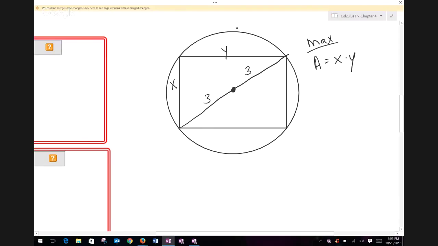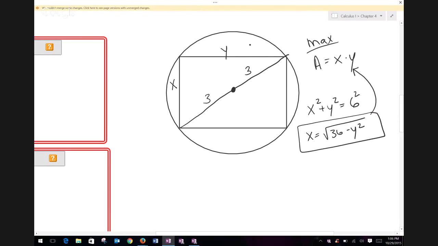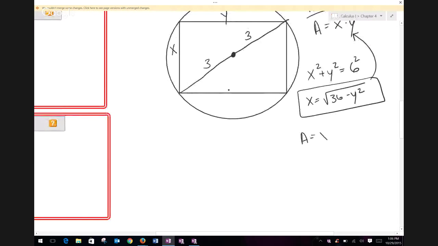All right, so I need to write x in terms of y, and to do that, I can say x squared plus y squared is 6 squared. So if I solve for x, I have x equals the square root of 36 minus y squared. I can plug this into my area equation and get the area is x times y. Sorry, it's going to be in terms of y, so the square root of 36 minus y squared times y. It doesn't really matter if you do x or y.